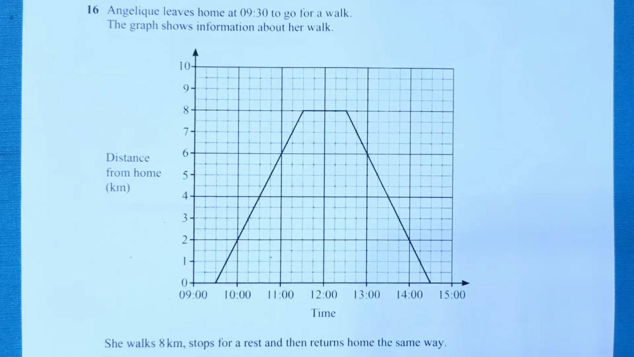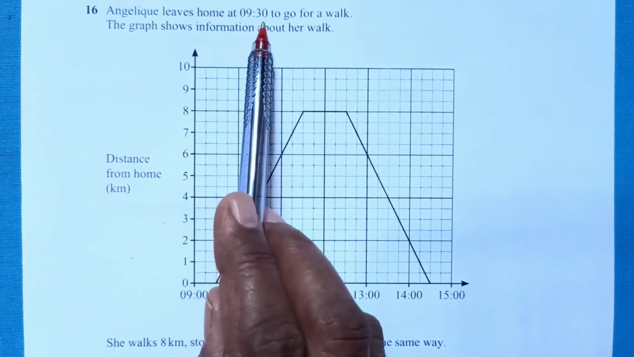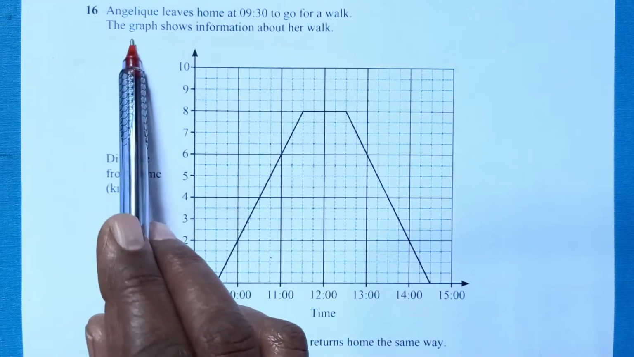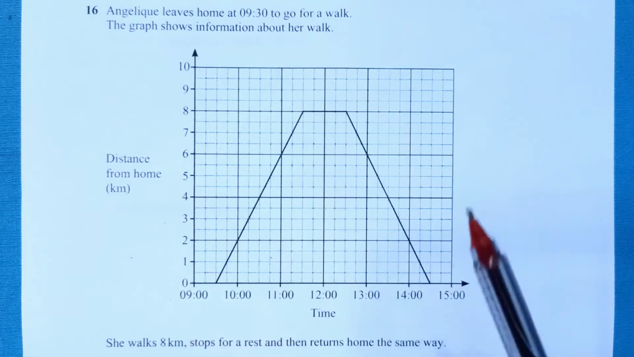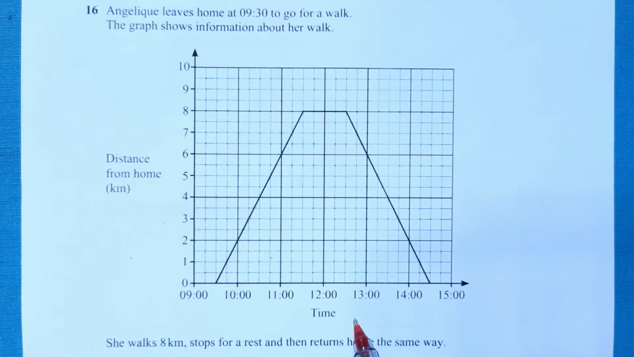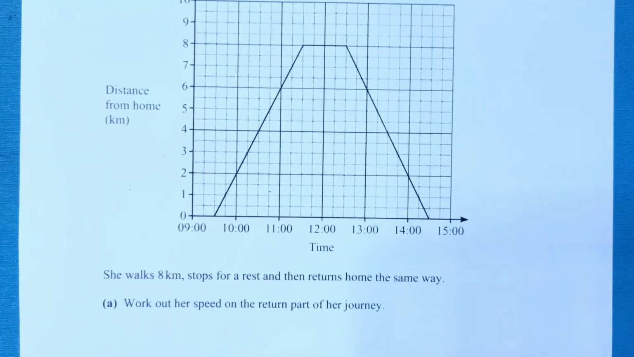Question 16. Angelique leaves home at 9:30 to go for a walk. The graph shows information about her walk. So here is the distance, there we have time. So let's read the question.